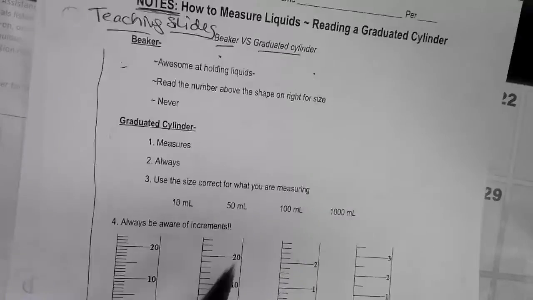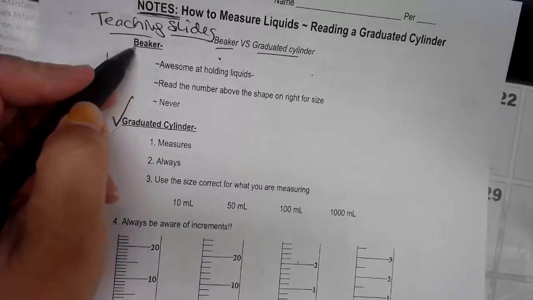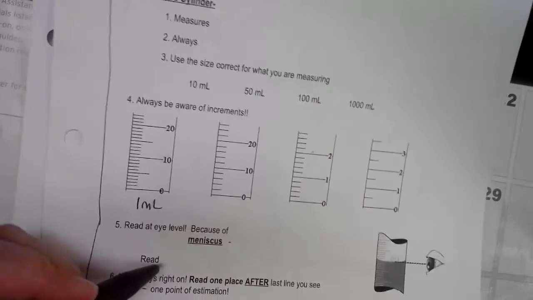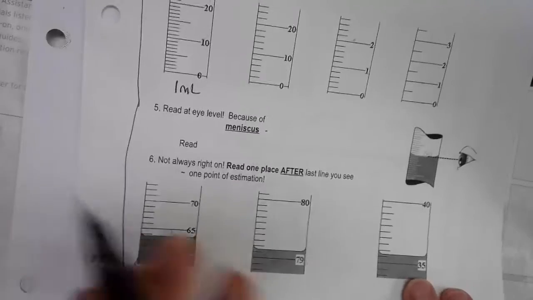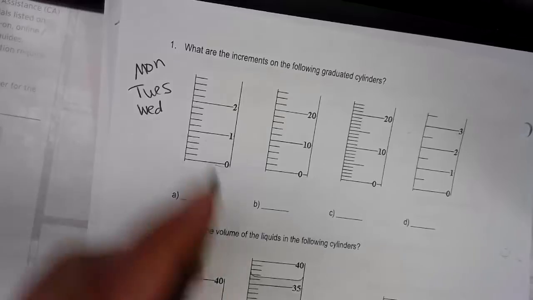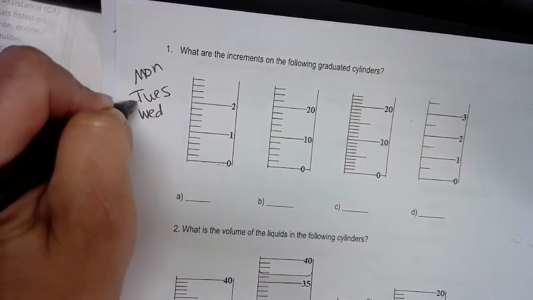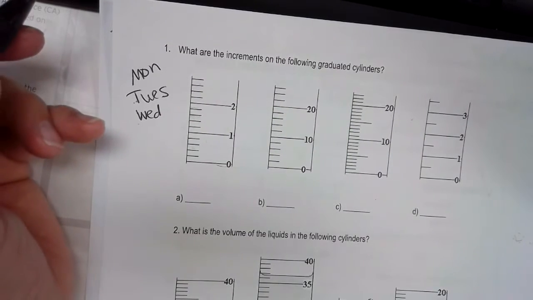We're trying to have you understand that a graduated cylinder is a better measuring tool than a beaker when you get done with the slides. You're also trying to learn how to do these increments so that you can read a volume correctly. When we go to the second side, I'm doing more of these increments. I covered this for some of the classes today and tomorrow, so it's going to be covered through the week.